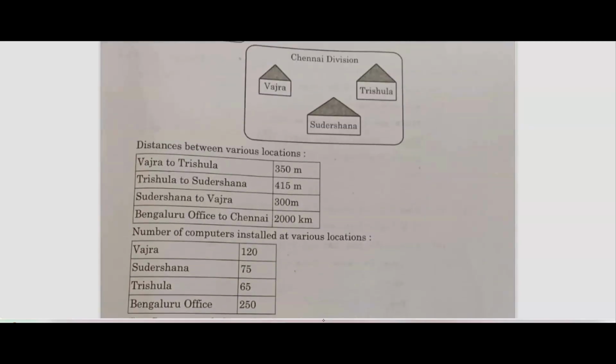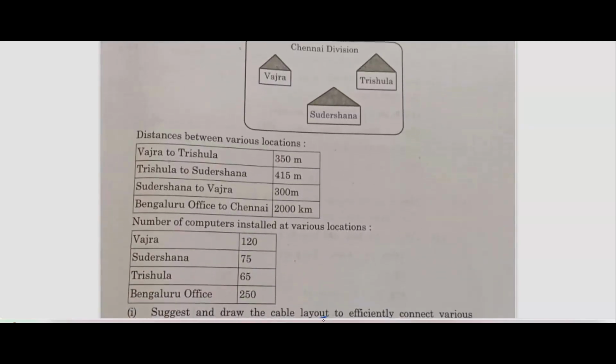So let us see the Chennai division here. Under the Chennai divisions, we have Vajra, Sudarshana and Trishula. Out of these, we have 120 computers in the Vajra unit. So we can give the connections from Vajra to the remaining locations like this. This is the way to draw the cable layout.